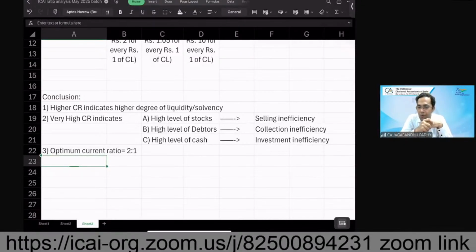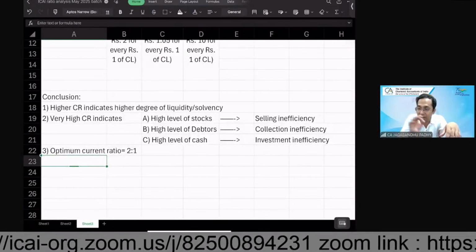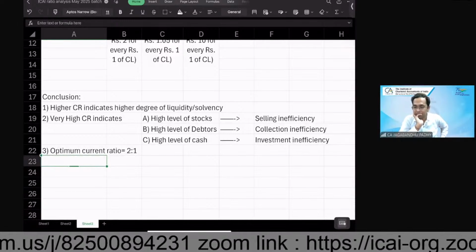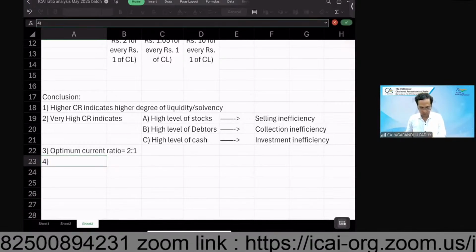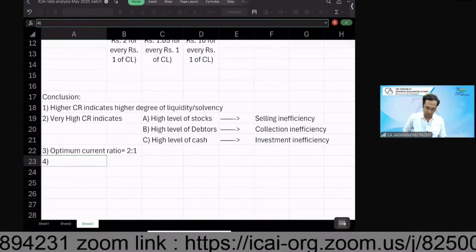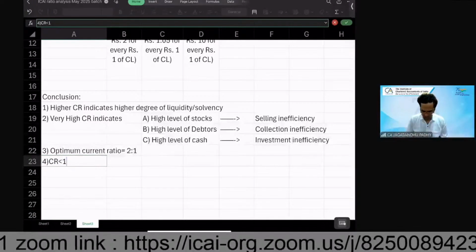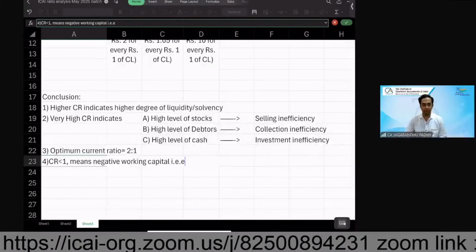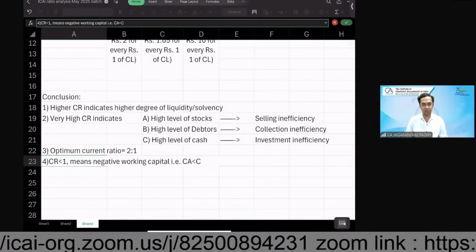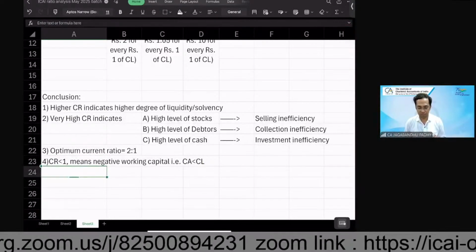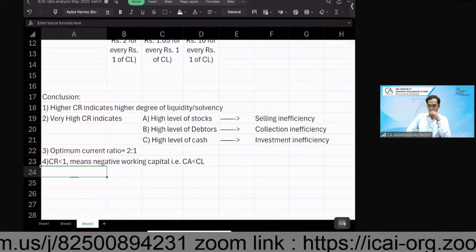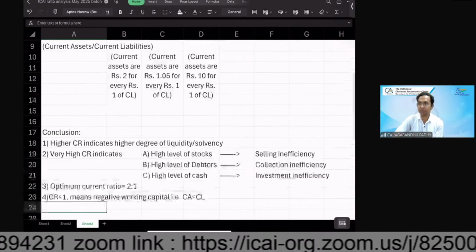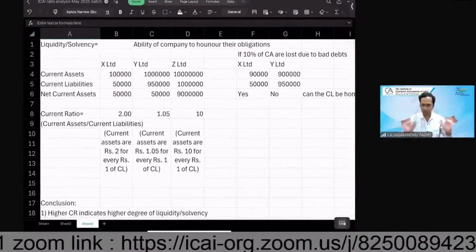One question to you. What current ratio will indicate negative working capital? If you are having negative working capital, what current ratio does it indicate? Obviously, a current ratio less than 1 means negative working capital, that is, current assets lesser than current liabilities. Any current ratio which goes below 1 indicates that your current assets have a value lesser than current liabilities. I hope this makes sense to everyone. So that's the current ratio that we wanted to discuss. We've covered all the various aspects of current ratio.